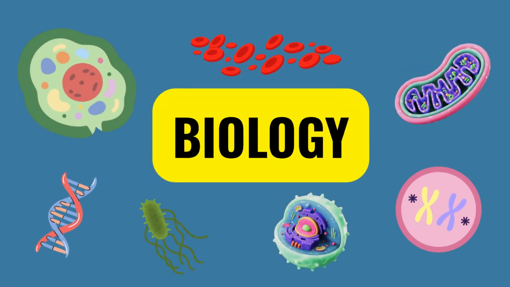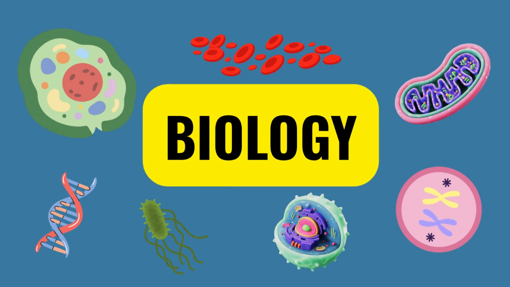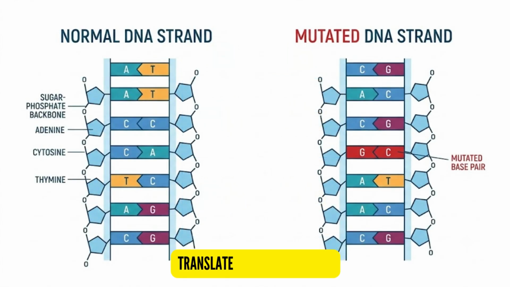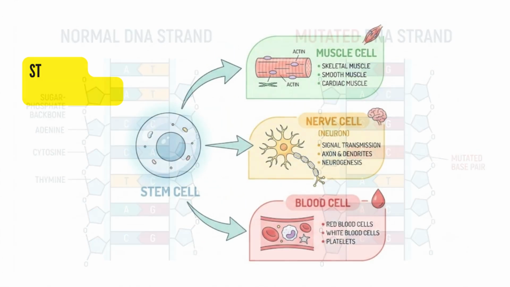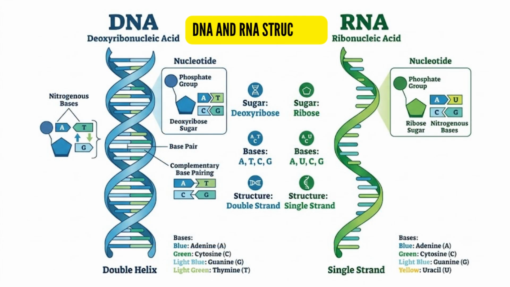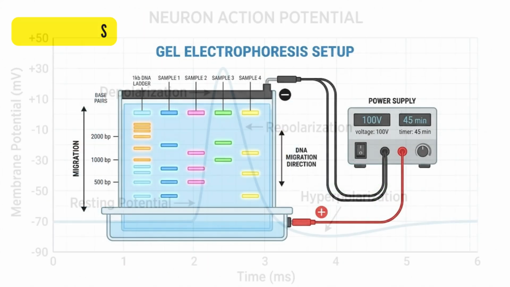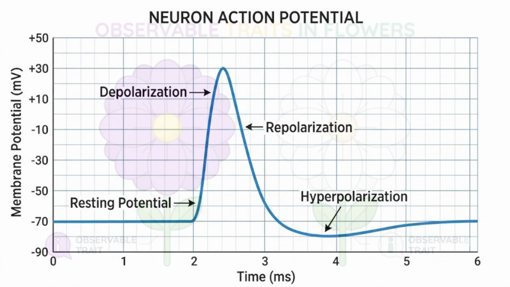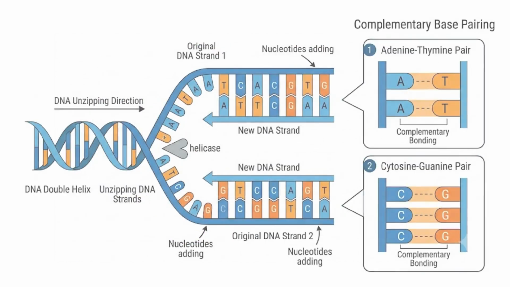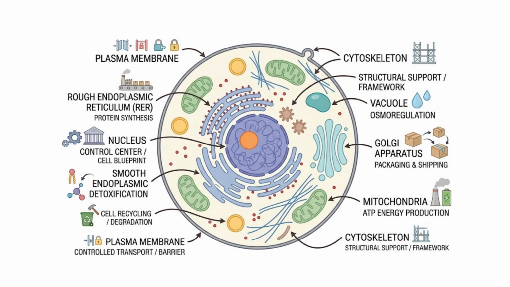In the biology portion of the exam, you should be prepared to answer questions on the following topics. Know how a Punnett square works. Translate mutations of DNA. Stem cell differentiation. Cell potency. DNA and RNA structure. Base pairing, electrophoresis, neuron action potential graphs. Know what a phenotype is. Know what a genotype is. Complementary DNA strands. Cell structures, organelle functions.